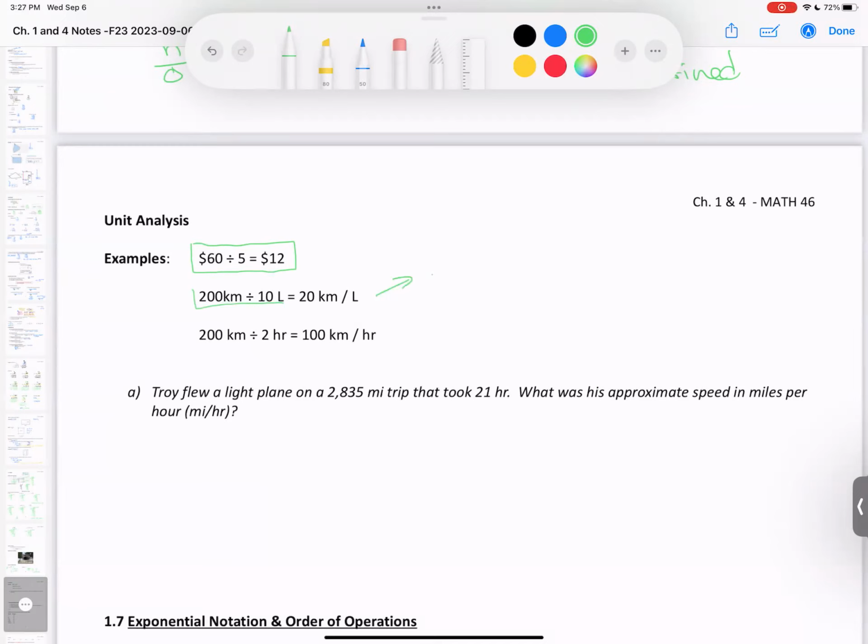I'm just going to write this a different way. So we could say 200 kilometers per 10 liters, okay? Which if we did that division, we would end up with 20. And then our units are still going to be kilometers per liter.